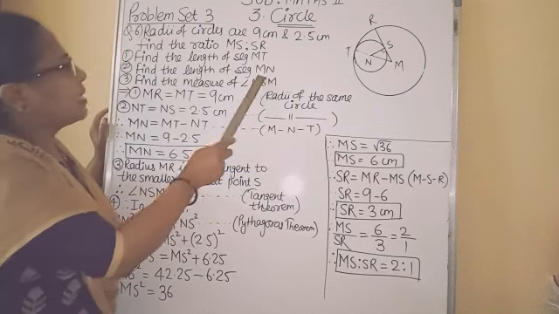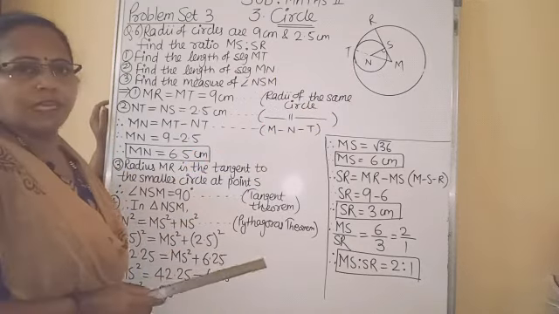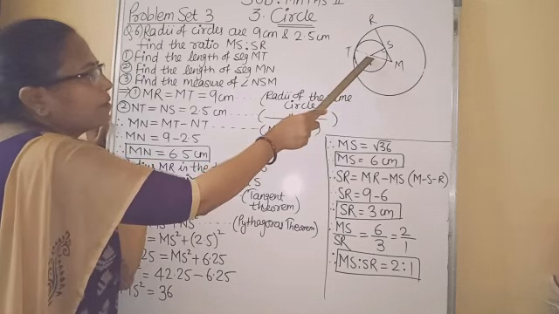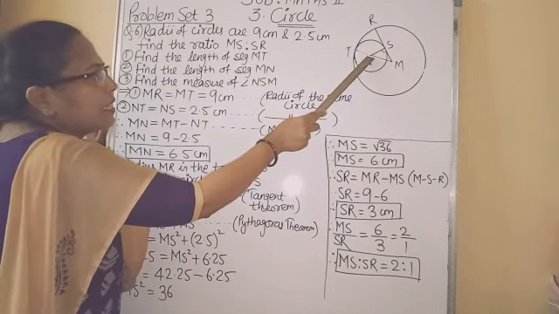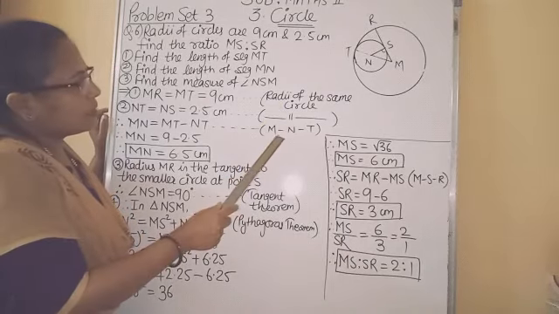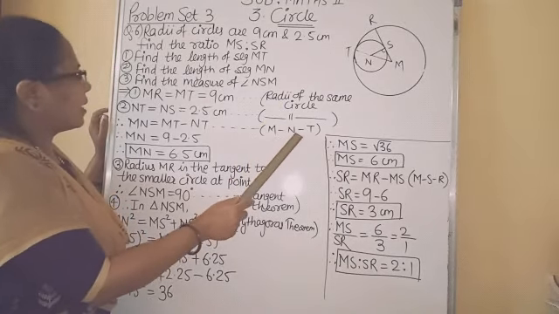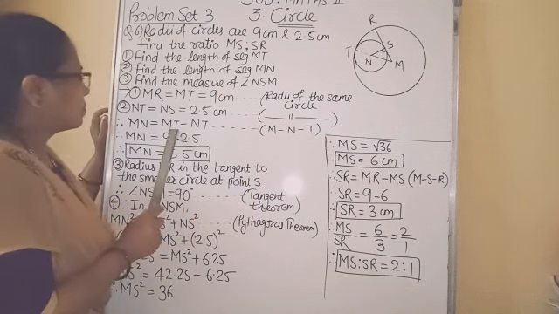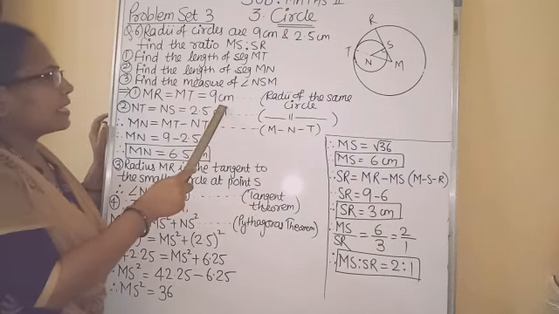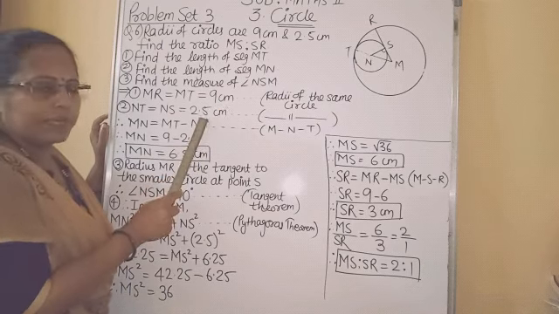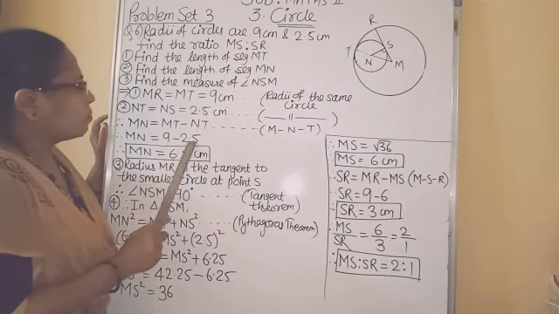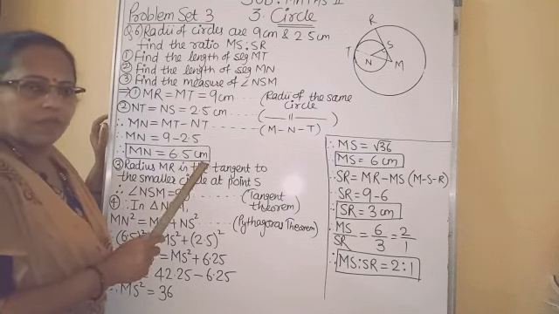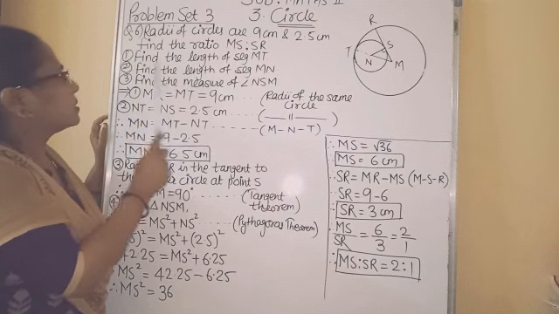But which segment do we have to find out? MN. So we will use betweenness, M-N-T. So MN equal to MT minus NT. From this betweenness also you come to know that we have to find MN. So MT minus NT. Okay. MT we got 9 cm. NT we got 2.5 cm. So 9 minus 2.5 is equal to 6.5 cm. Followed? First step, second step.